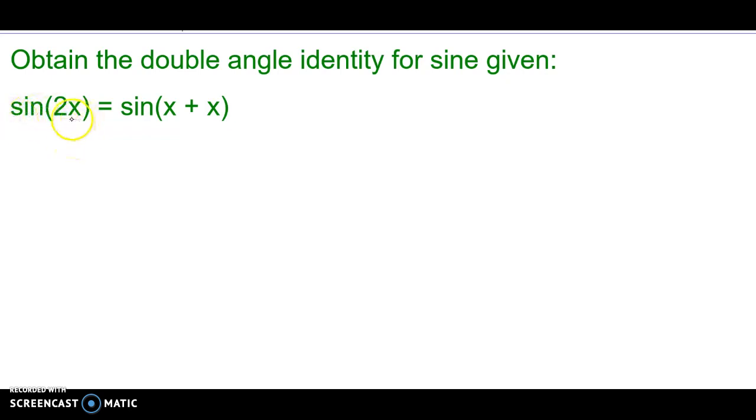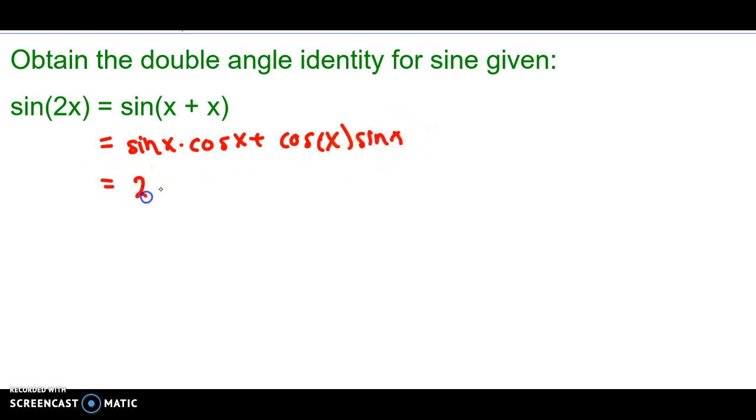Yeah, this is a double angle, sine of 2x, which we can write as sine of x plus x. So let's talk about how we could figure out what the double angle identity is. Well, I can use my sum identity. So that's going to be sine of x times cosine of x plus cosine of x times sine of x.